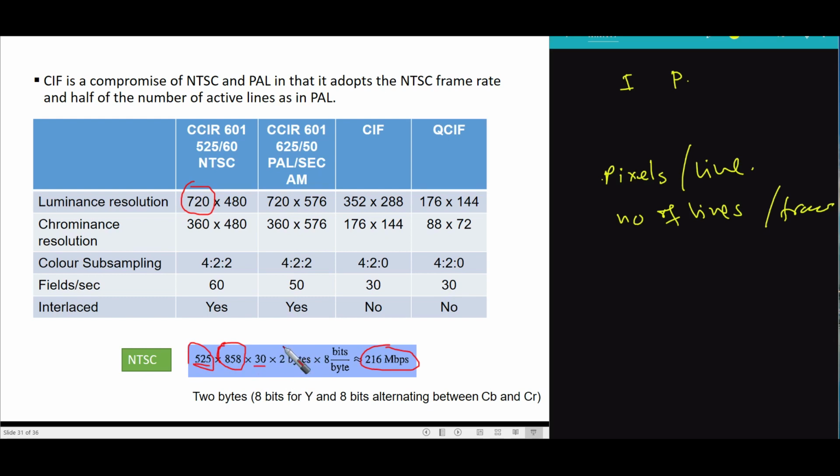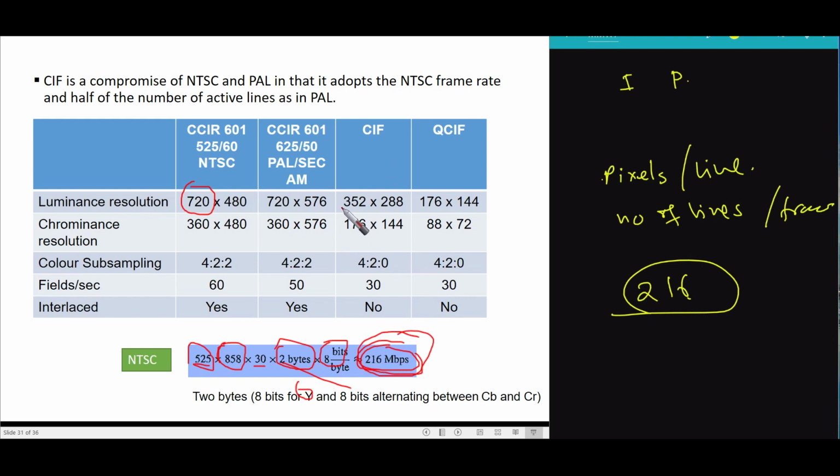And 2 bytes for each pixel, so that is 1 byte for brightness information and 1 byte for color information. And 1 byte means 8 bits. So if we multiply all this together, we see that it is 216 Mbps. So that is typically what you need if you want to transmit and receive the information for NTSC color video: a 216 Mbps data rate.